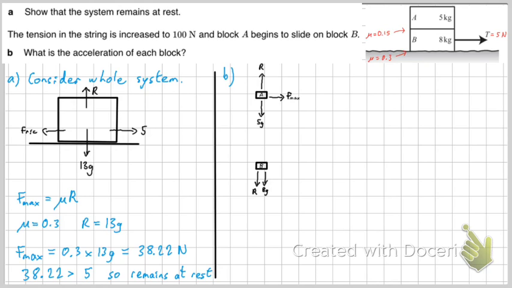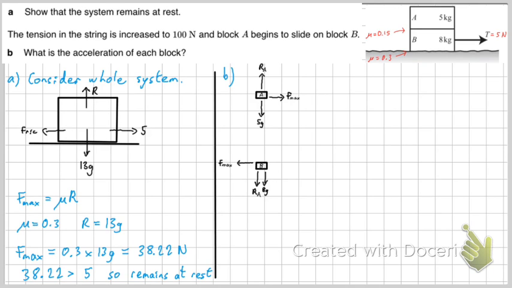Now block B, it's got its 8g down, but I've drawn the R on. The R down there is the vertical R from A. These are equal and opposite forces. So block B is pushing up on block A, and block A is pushing down on block B with the same force, which is why I've got the same R here and here. Now, because I'm going to have reactions on block B from the ground as well, I'm actually going to call this RA. You see I put a tiny little a there, and similarly in the other diagram as well.